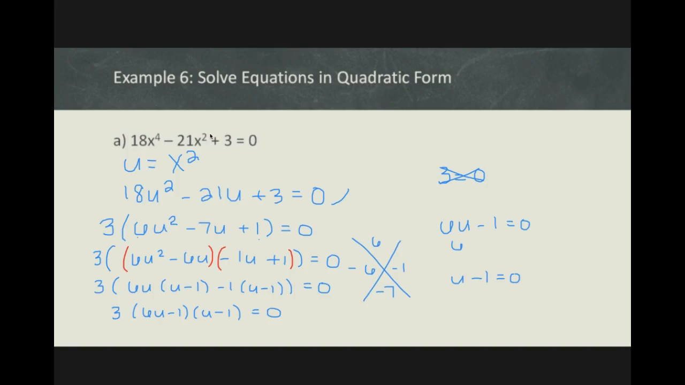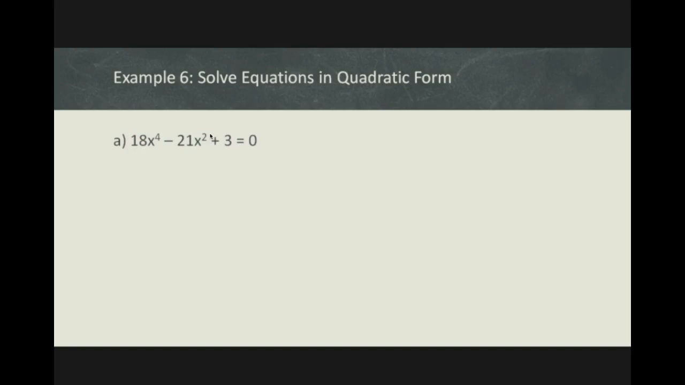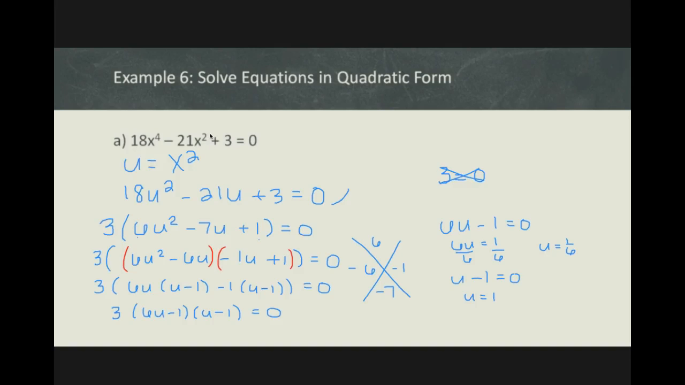Over here, we get 6u equals 1. Divide both sides by 6, and we get u equals 1/6. Over here, we get u equals positive 1. But you need to remember that our problem started not as u's, but as x's. So everywhere you have a u, we're going to replace it with x squared. So to get your final answer, you're going to say x squared equals 1/6, and x squared equals 1.